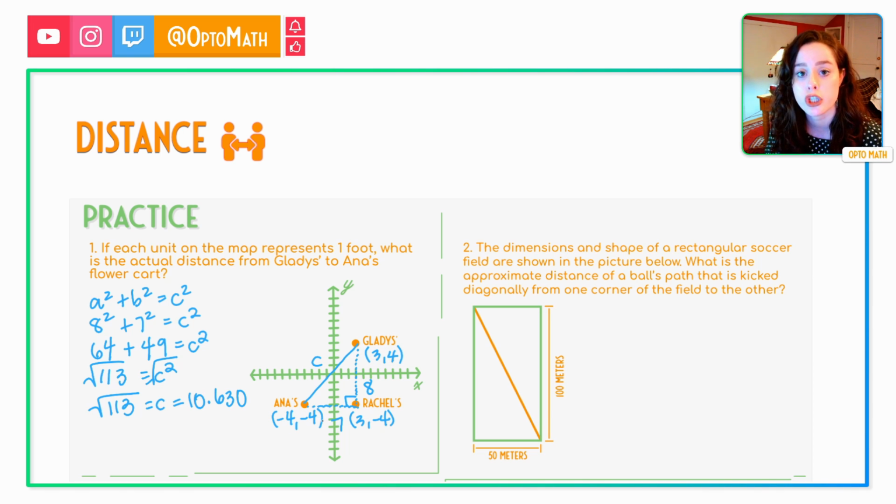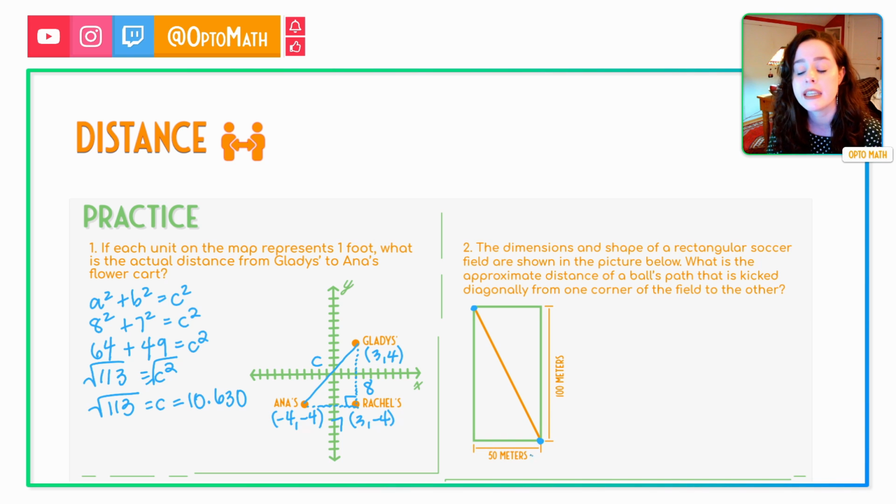Let's take a look at number 2. The dimensions and shape of a rectangular soccer field are shown in the picture below. What is the approximate distance of a ball's path that is kicked diagonally from one corner of the field to the other? Now, this is guaranteed that you need to use the Pythagorean Theorem rather than the distance formula because there is no XY ordered pair for either of the endpoints of this segment. So we're going to find the distance of this segment here.